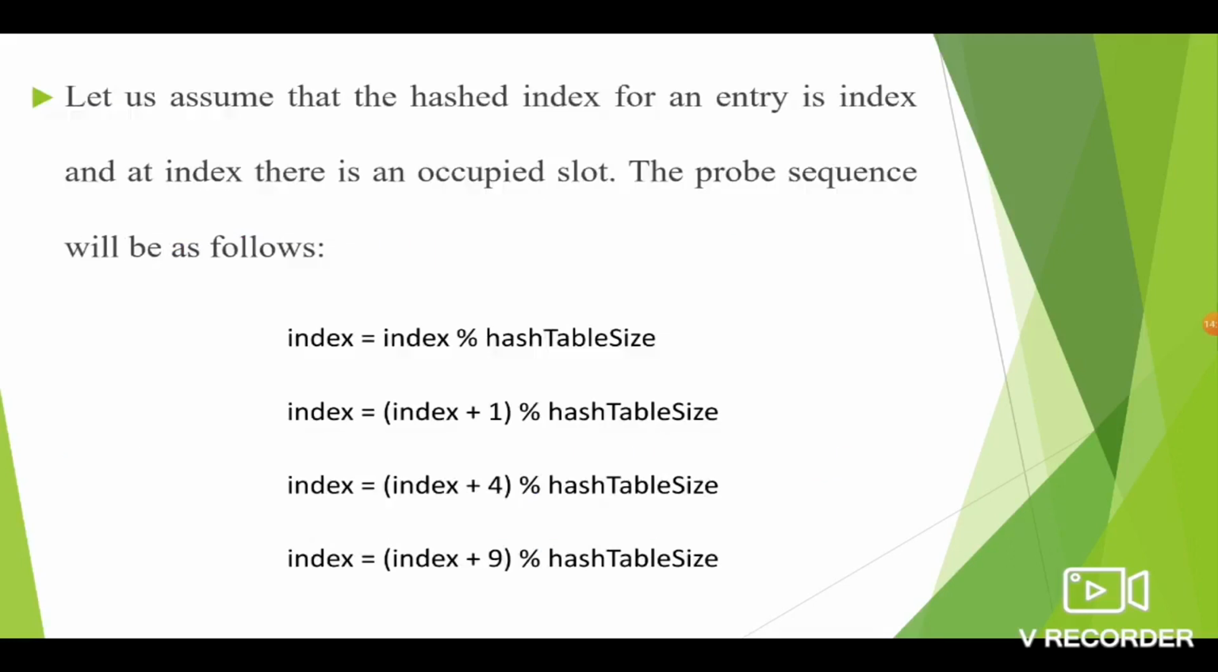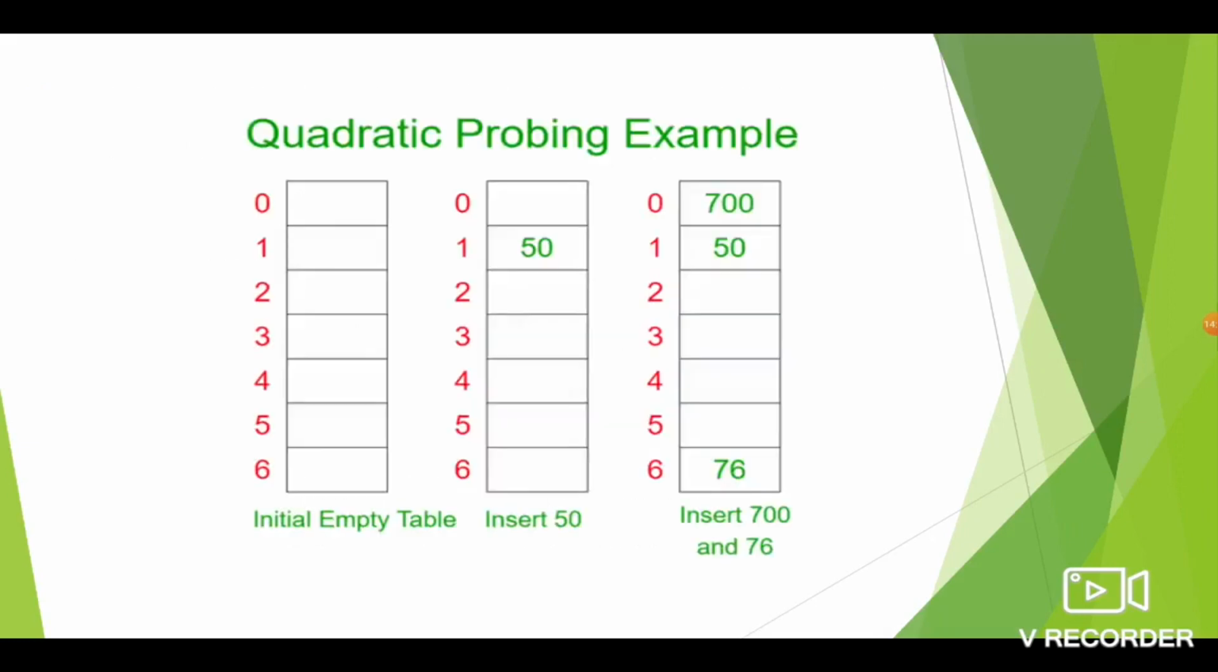Index equals index modulus hash table size. If it is full, then you have to go with index plus 1 modulus hash table size. If that is also full, then you have to go for index plus 4 modulus hash table size. Okay, so we will see one example.